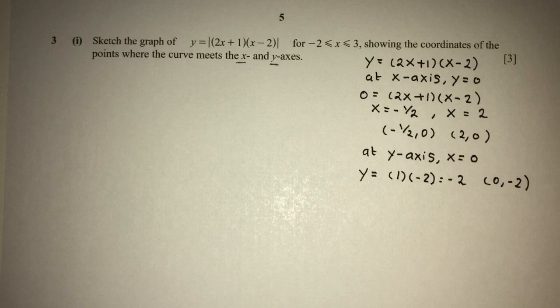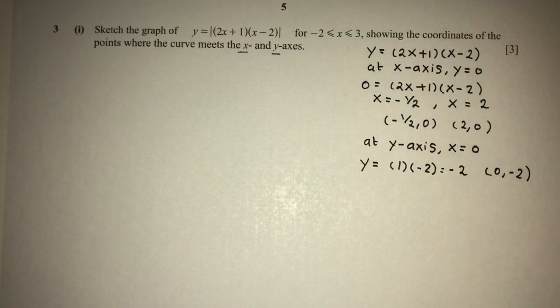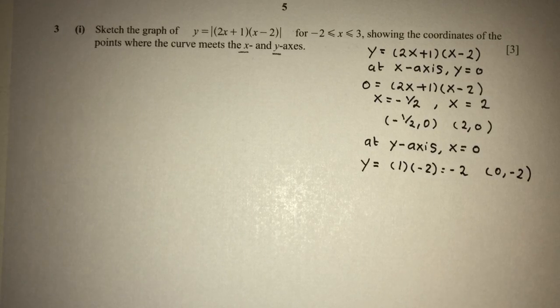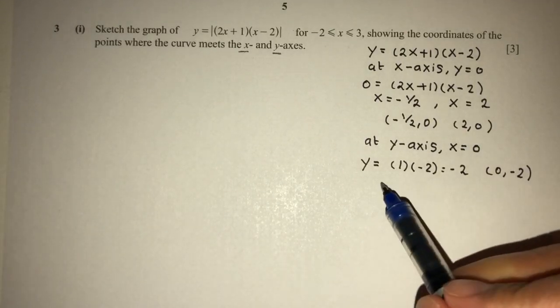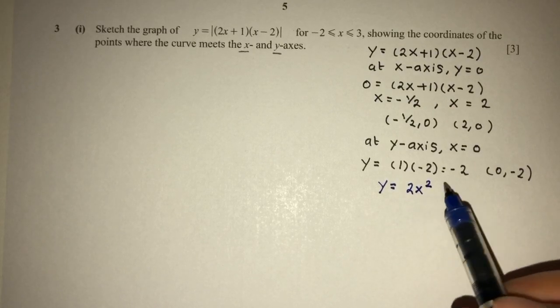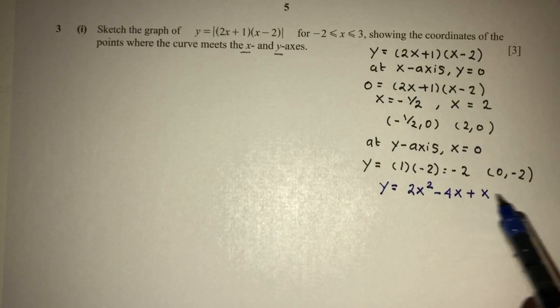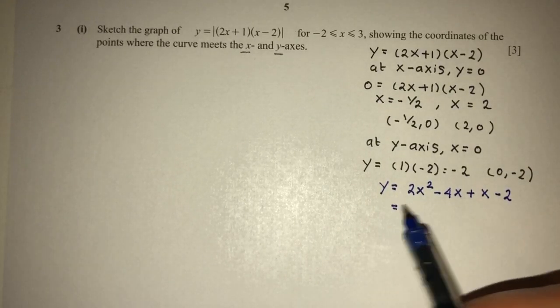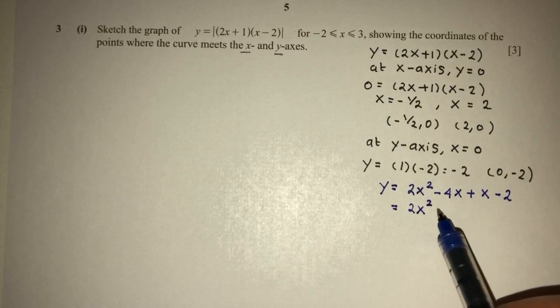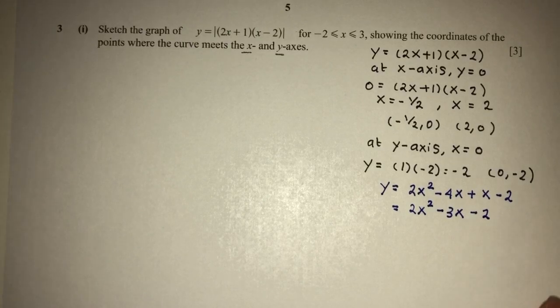Now let's continue. We know that this one is a quadratic equation, so you will have a maximum or a minimum point. There are many ways of doing this, of course. I like to expand the brackets. You will have 2x squared minus 4x plus x minus 2. That will be 2x squared minus 3x minus 2.